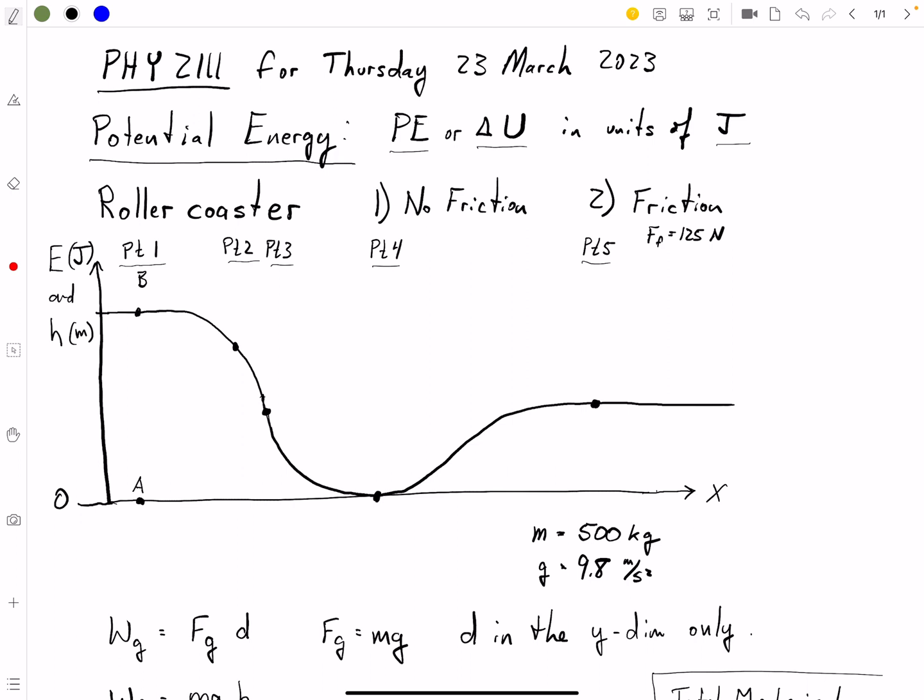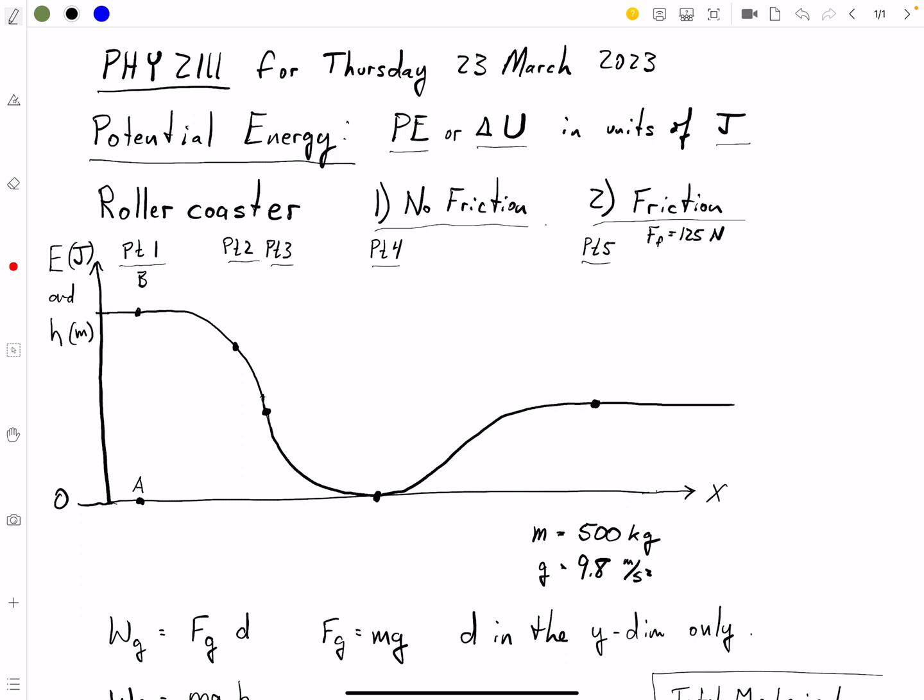The best way to talk about potential energy is with a roller coaster. So we're going to look at a roller coaster. We're going to have a good time on a roller coaster. First, we're going to do it with no friction. And then second, we're going to add friction later.